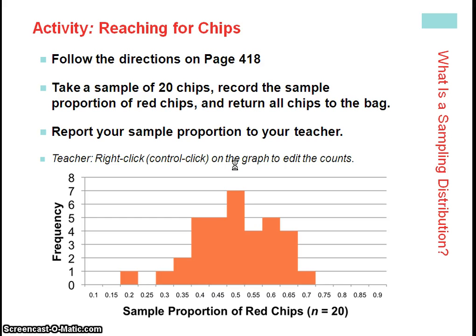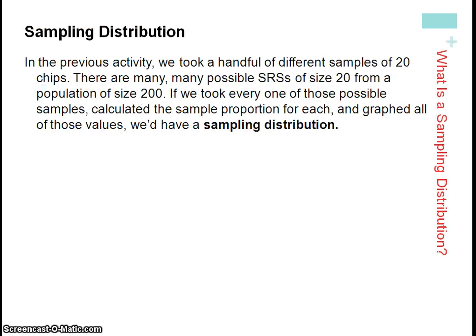This gives an example. We're not going to do this activity reaching for chips, but we are going to do a similar activity in class. This shows, just to walk through the concept in case you miss class, if we take a sample of 20 chips and then record the sample proportion of red chips, and then return all the chips to the bag, and if we graph all of those sample proportions of red chips, we would get a graph that maybe looks something like this. Again, we're going to do this activity in class, but this is an approximation of something called a sampling distribution. And we're going to look at that in a minute.